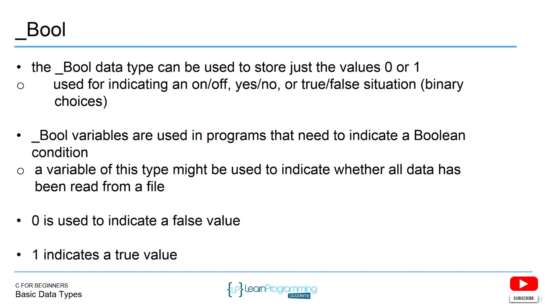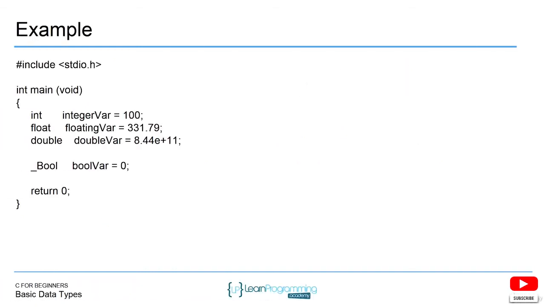But they mean true or false. They only can have two values. So here's an example with some data. Let's go ahead and put this in code blocks and see how we do it.